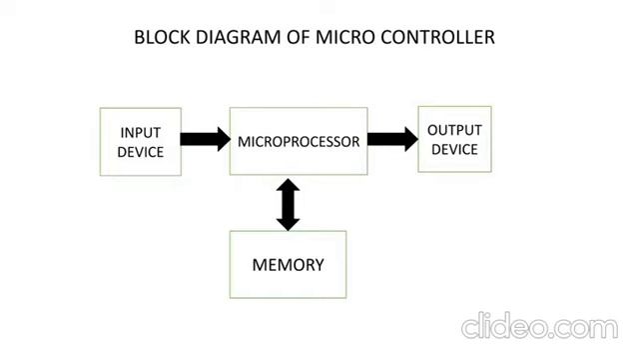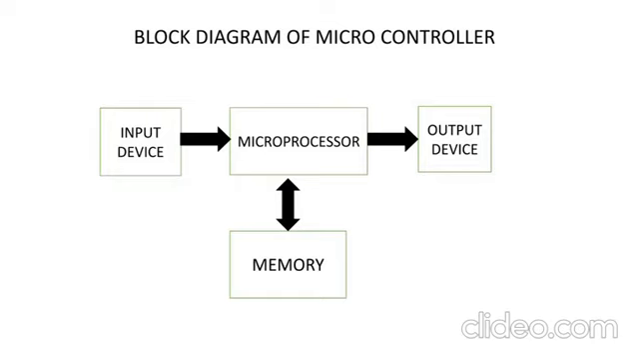Whenever I say my processor is 8-bit, that means at a time it can access only 8 bits. If it is 16-bit, then it can take and access 16 bits of data. If I say 32, then it can access 32 bits of data. Now, this processor is responsible for performing all the arithmetic and logical operations. By using these arithmetic and logical operations, decision making can be done using this microprocessor.